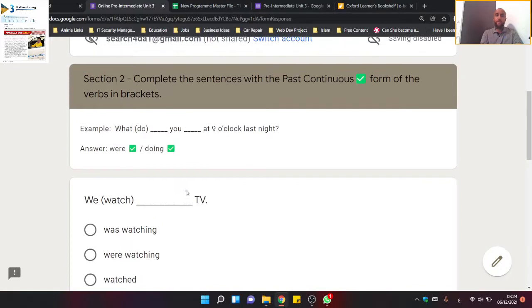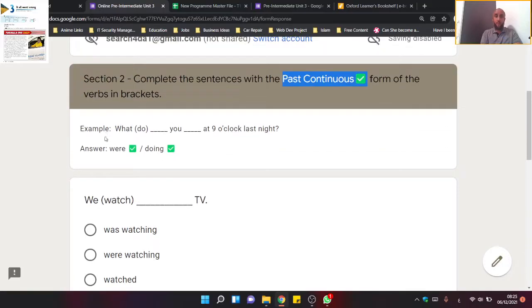Okay, here in section number 2, let's read it. Let's read the section together. Complete the sentences with. Now this time we're going to be talking about the past continuous. Okay, so guys, the past continuous, if you remember, this is an activity, an action, but it is continuous. Okay, not just like that, continuous. Okay, so there's a period of action.